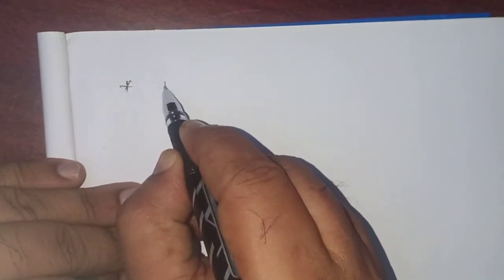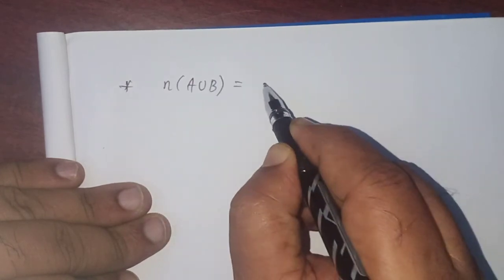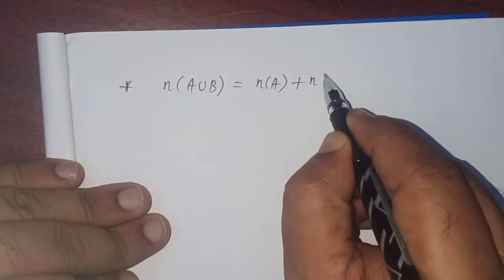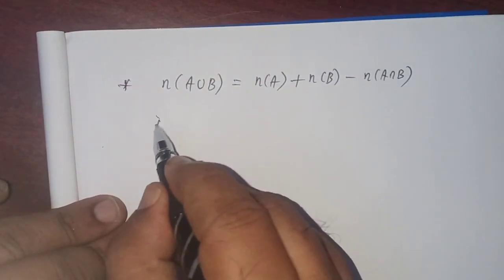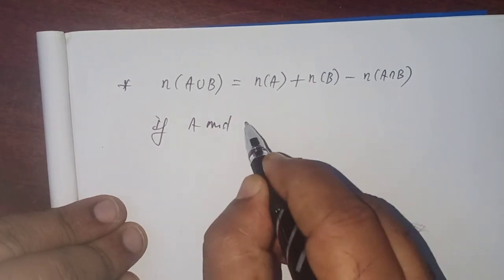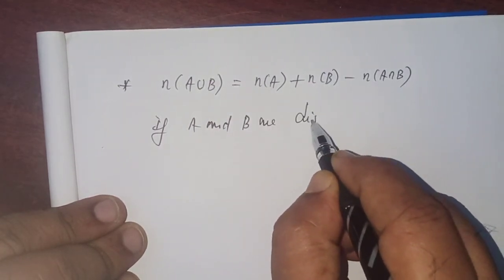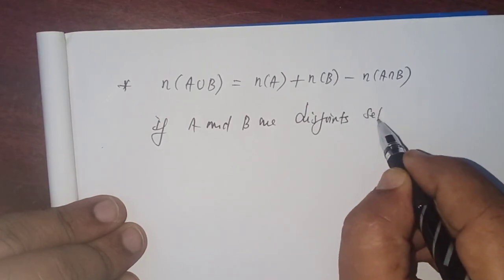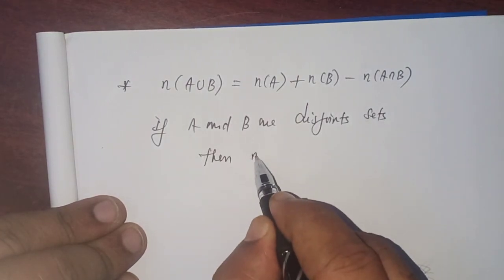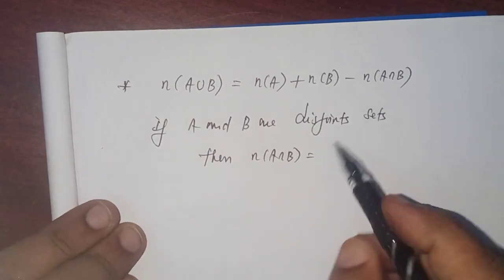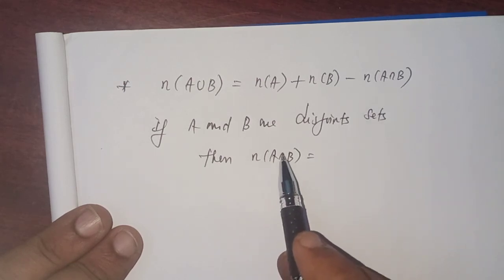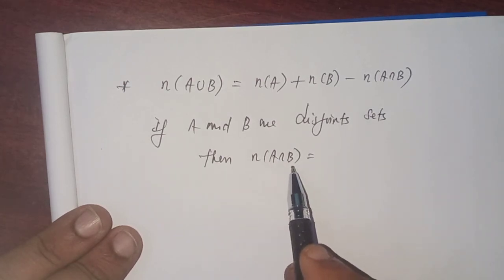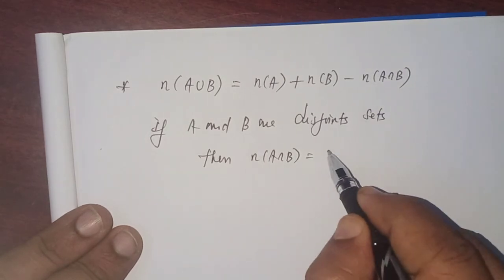We know that n of A union B is equal to the formula I told you: n of A plus n of B minus n of A intersection B. If A and B are disjoint sets, then, as I already told you, disjoint sets means nothing common between A and B. Definitely A intersection B is an empty set. How many elements in A intersection B? 0 only.